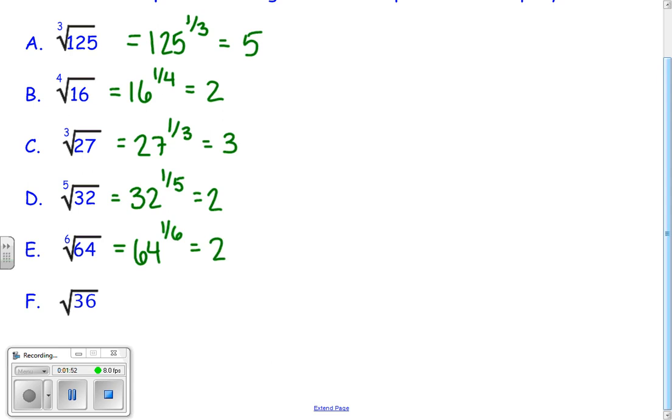And letter F, don't forget that if the index isn't written, it's understood to be a 2, so this is the same as 36 to the 1/2, which is just 6.